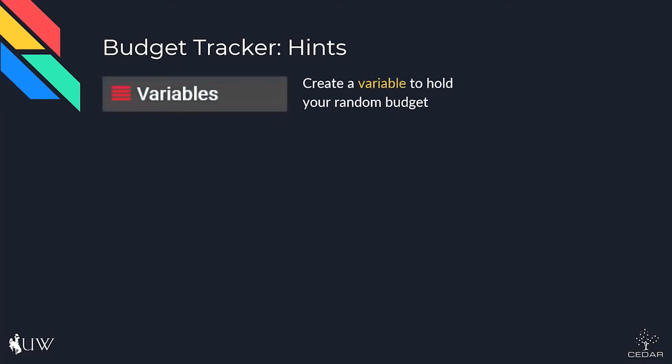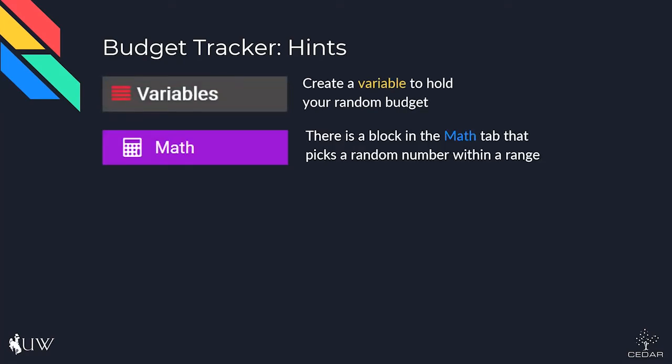You're going to do this second activity on your own as a bit of a challenge to see what you've learned today. So get into MakeCode, do what you can, but we also have a couple hints for you. Make sure you create a variable to hold your random budget. There's a block in the Math tab that picks a random number within a range. That'll be super helpful in this project.